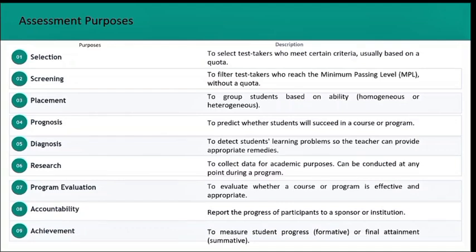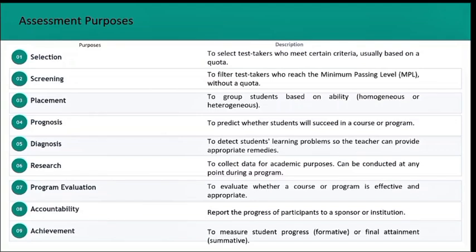Next is placement: to group students based on ability, homogeneous or heterogeneous. This assessment is used to group students before a program begins. For example, new students are tested to determine whether they belong in a beginner, intermediate, or advanced class. The goal is to make teaching more effective by putting students with similar ability levels together, or sometimes intentionally mixing them for peer learning.